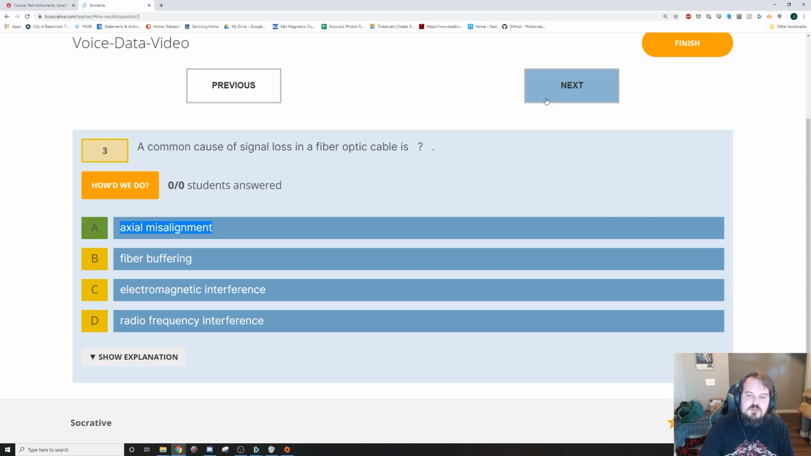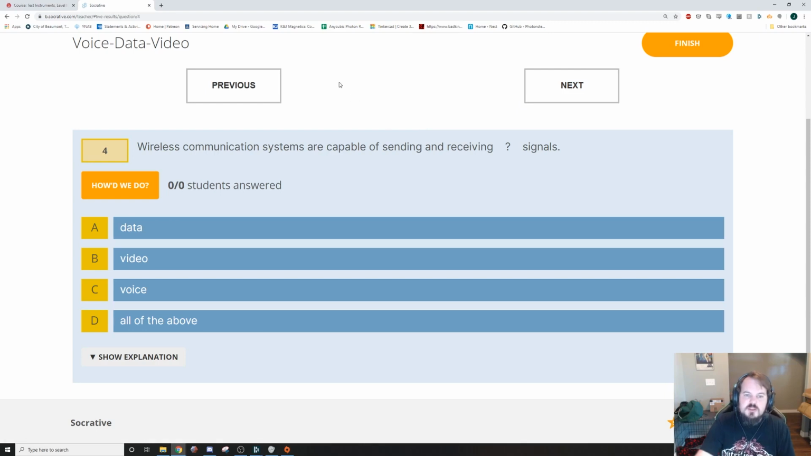Moving along from there, wireless communication systems are capable of sending and receiving. This is a pretty straightforward one. We use wireless communication systems to send all of them, all of the above. I am not going to look that one up. That is a pretty straightforward one. So let's move on.